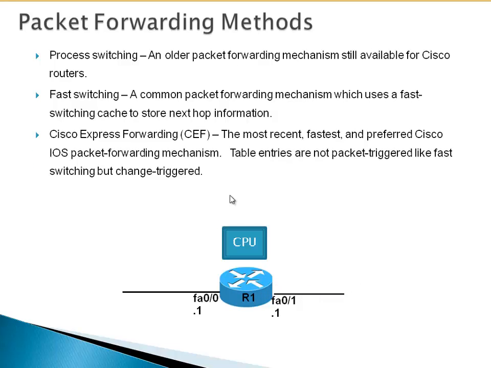The third packet forwarding method, the preferred one, is a newer method and is much preferred by Cisco, called Cisco Express Forwarding. With Cisco Express Forwarding, the router builds up the network and the exit interface, or adjacency table, beforehand. So it does the job before packets actually arrive on the router. So once the packets start arriving on the router, it doesn't have to bother the CPU anymore because it already has the pre-built table.